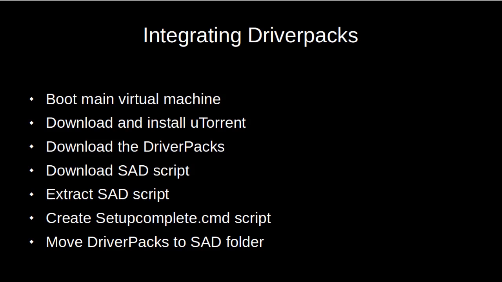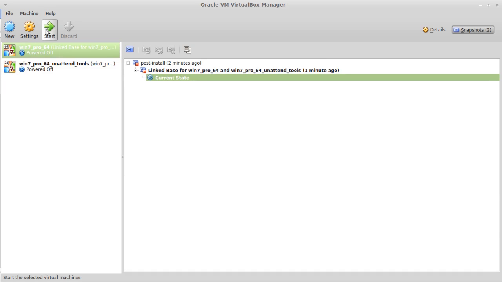We're going to start out by booting the main virtual machine. Then we're going to download and install MicroTorrent. We'll download the driver packs themselves. We will download the SAD or standalone driver script. We will extract the SAD script. Then we will create a setup-complete.command script. Finally, we'll move the driver packs to the SAD folder. So let's get started.